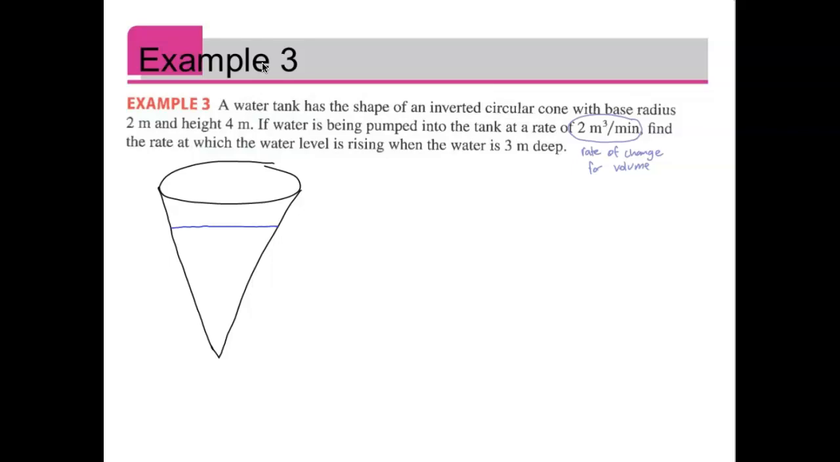So I'm going to call that, well, hold on, let me get some participation in the chat. What's a rate of change for volume? When I say rate of change, what do I want you thinking? Derivative. That's right. So this is a derivative they're talking about. So we want to give it a derivative notation. So I'm going to call it V prime of t. And that's 2 cubic meters per minute.